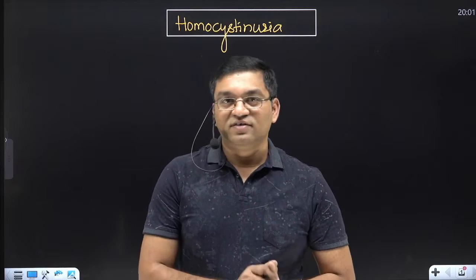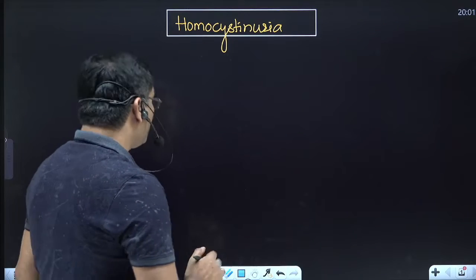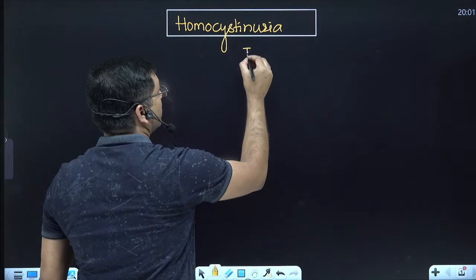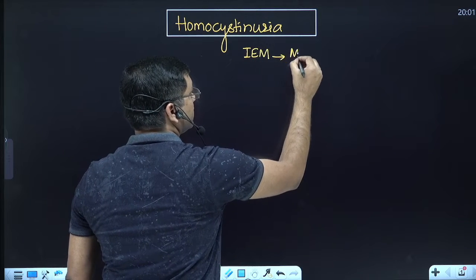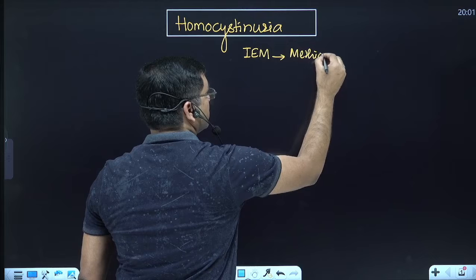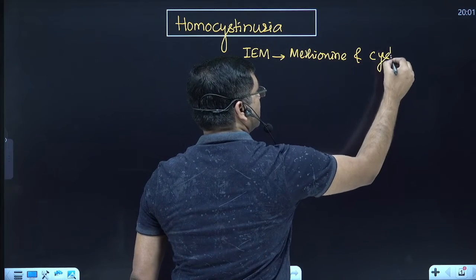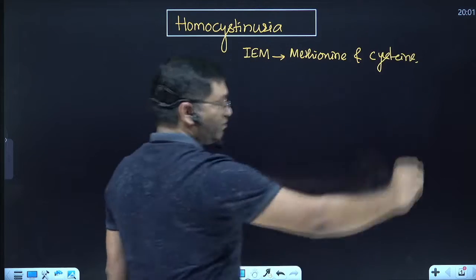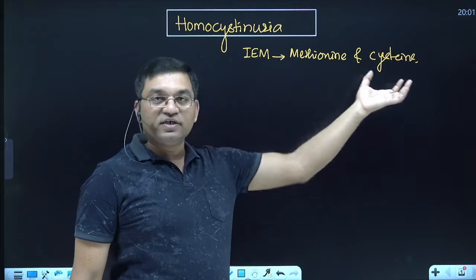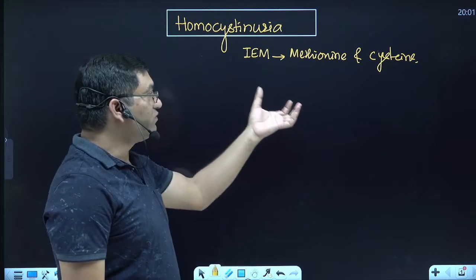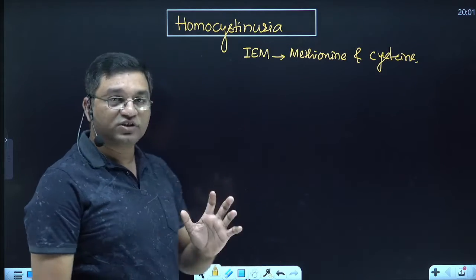Hello everyone. Today's topic of discussion is homocystinuria. This is an inborn error of metabolism, that is methionine and cysteine metabolism. These are the sulfur containing amino acids. Methionine is converted into cysteine, and during this conversion one of the enzymes is deficient, which leads to homocystinuria.